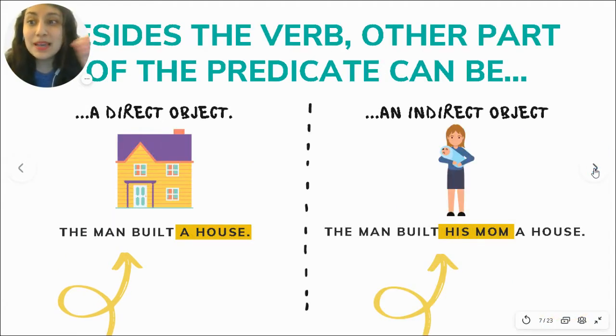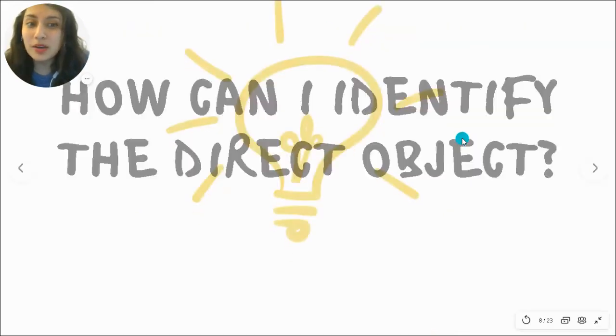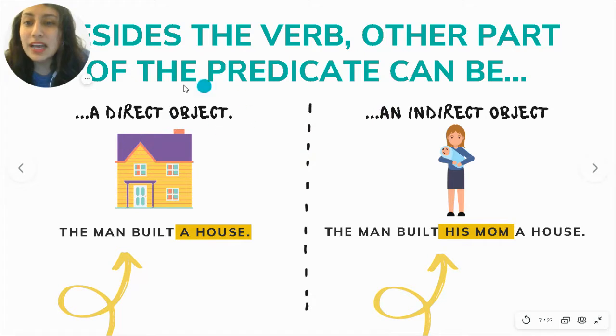And besides the verb in the predicate, we have other parts. There are a lot of them, but today we're going to focus on objects, okay? So we have here a direct object and an indirect object. In this case, a direct object is the thing or person that receives the action from the verb. We must find it after we know what is the subject and what is the verb. And we find it by asking to the subject and the verb the question what.